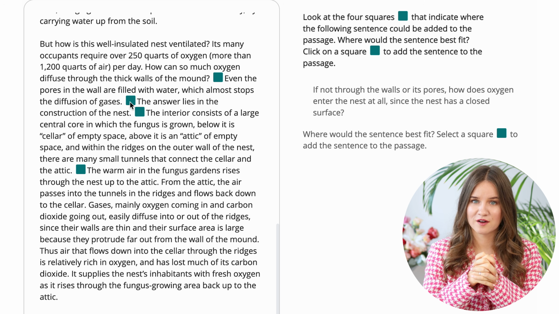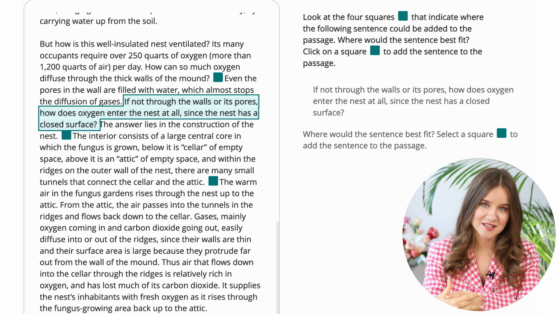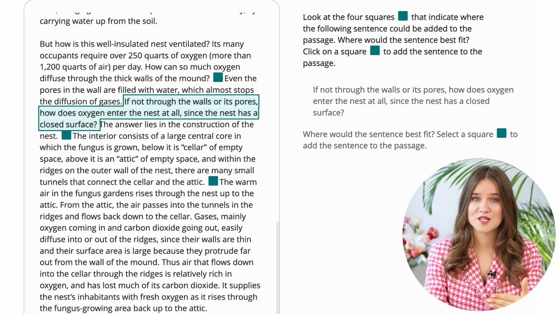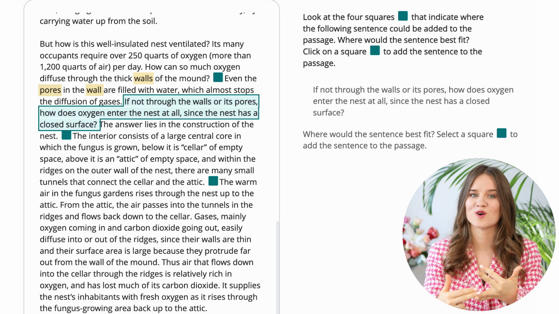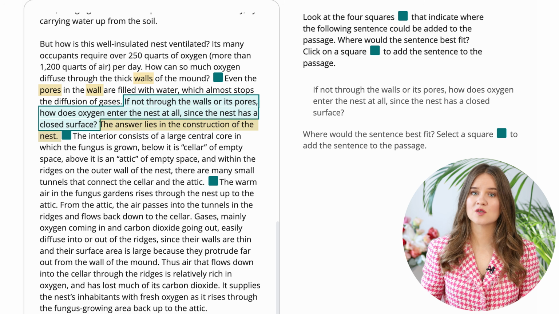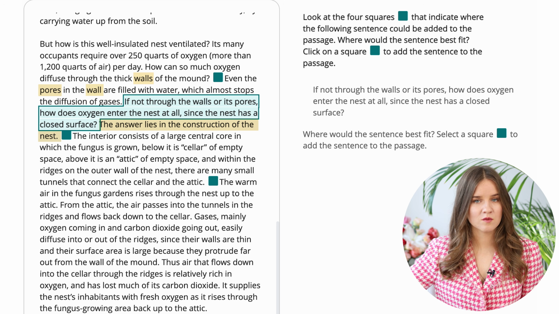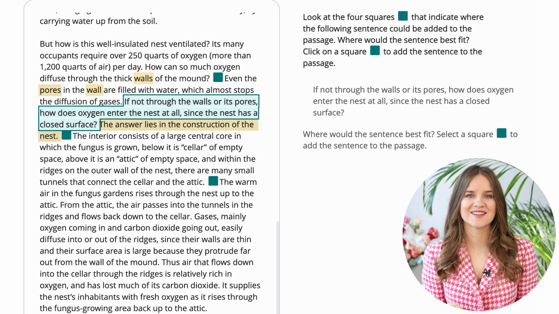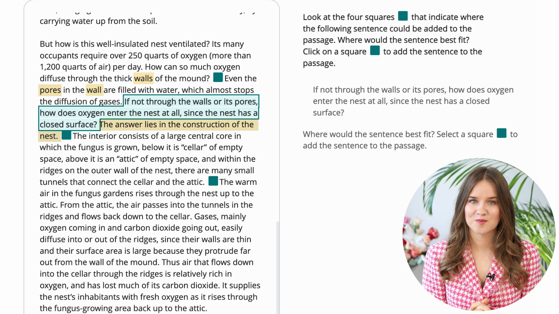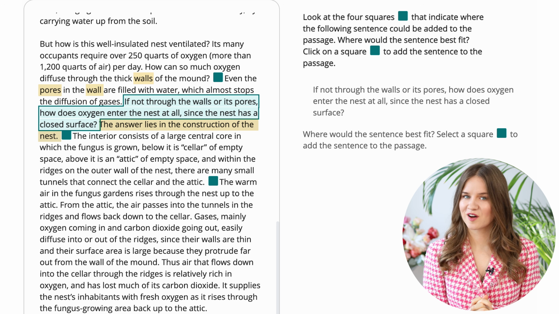After reviewing the paragraph, choice 2 is the best place to insert the sentence. Why? The sentences before it mention walls and pores, and the sentence after it begins with "the answer lies in the construction of the nest," which clearly responds to the question. So, the second square is the correct answer. Great work, let's move on.